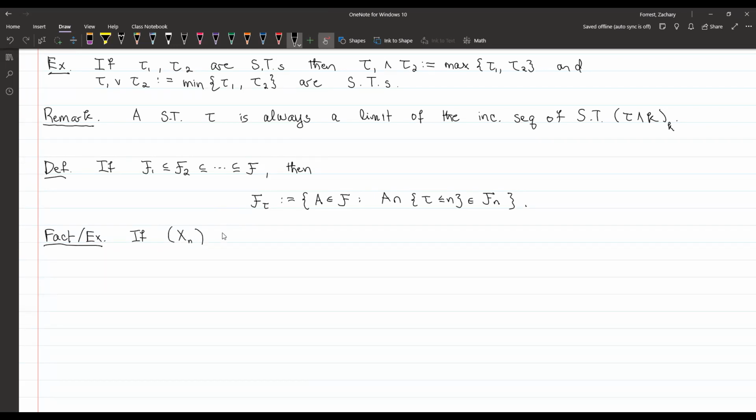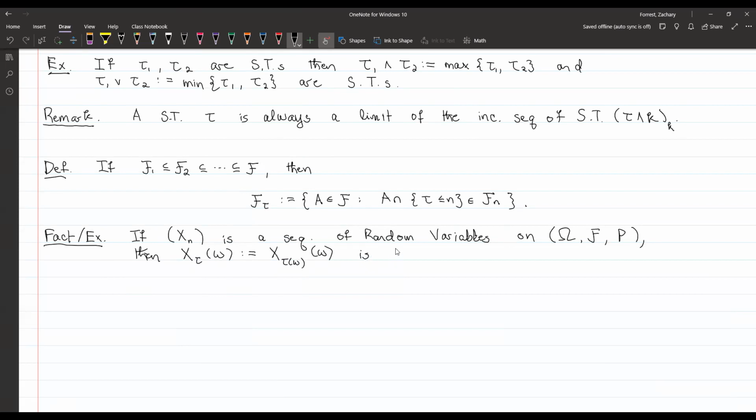So if Xn is a sequence of random variables, not necessarily a martingale, on, let's see, I'm going to go ahead and put the whole measure space here, and then P. Then X tau of omega, the stopped sequence, which means in our case a sequence whose subscript depends upon tau and which is then evaluated at omega, is F-tau measurable on the set where tau is strictly finite.